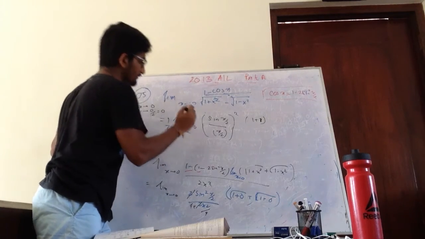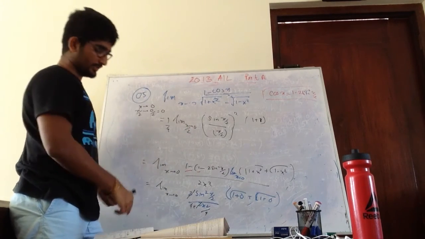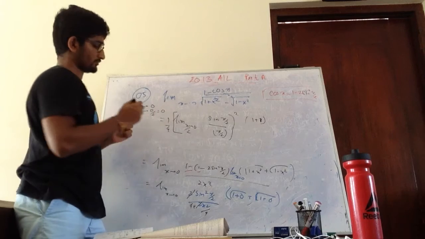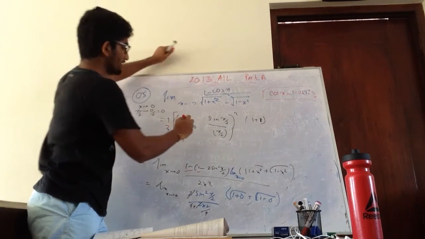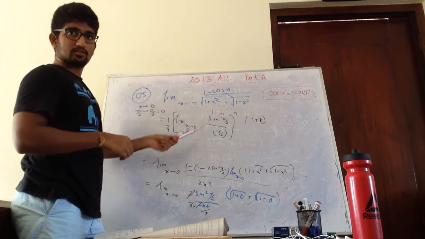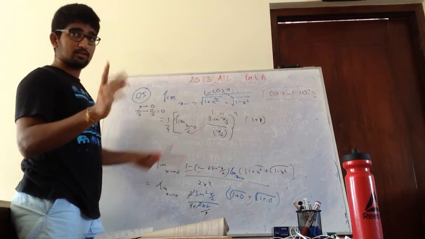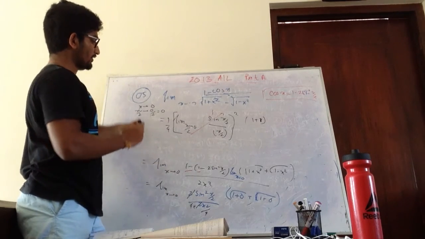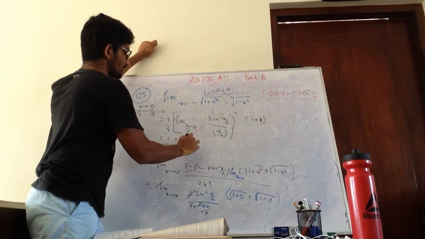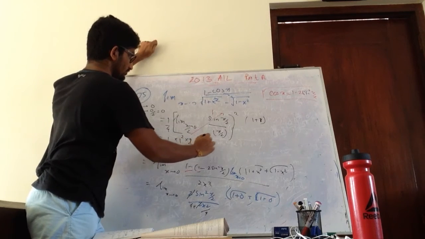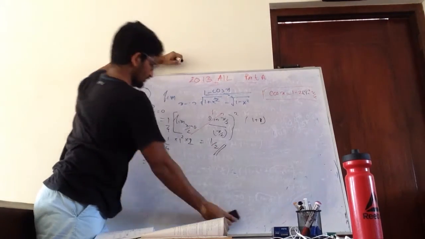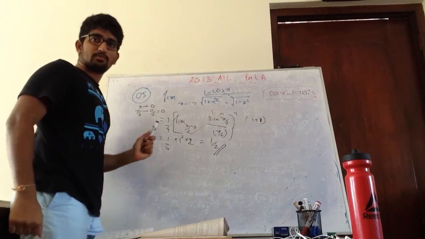So if you show that, and if you put this inside, then this goes to 1. Not 0, 1. So this goes to 1. That means 1 over 4 into 1, 1 squared into 2 is 2. So this is basically it for question number 5.